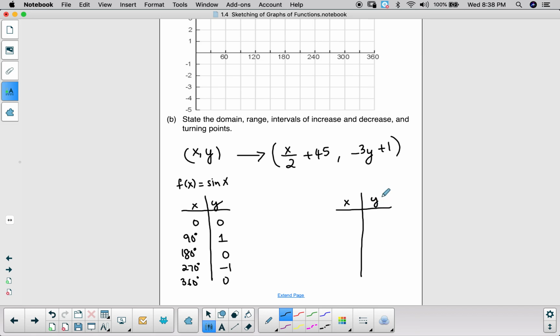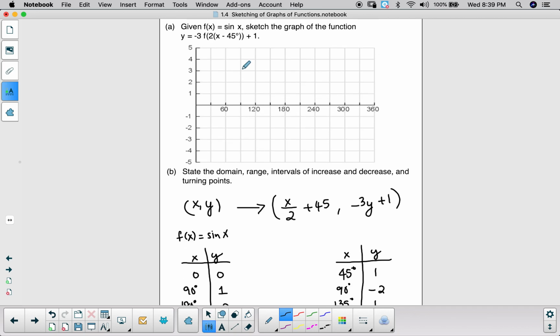What would that look like? When you take every x value divided by 2 and add 45, the numbers you're going to get are 45 degrees, 90 degrees, 135 degrees, 180 degrees, and 225 degrees. And then take every y value multiplied by -3 and add 1 to it, and you get 1, -2, 1, 4, 1. So we're going to take these points and graph the transform function here.